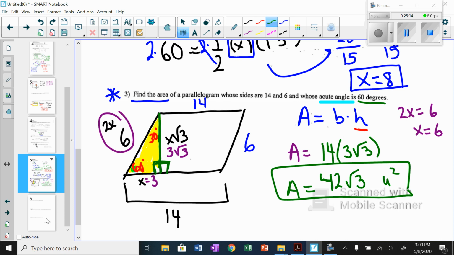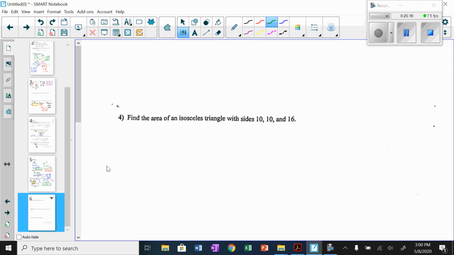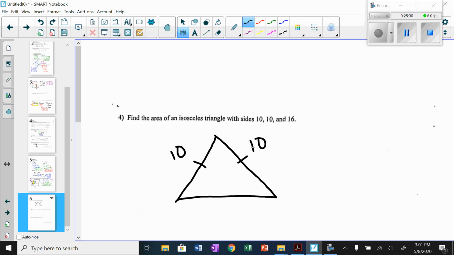All right, moving on to our very last page. Find the area of an isosceles triangle with sides 10, 10, and 16. Isosceles means two sides are congruent, so we're 10, 10, 16. Now the area is equal to half base times height.